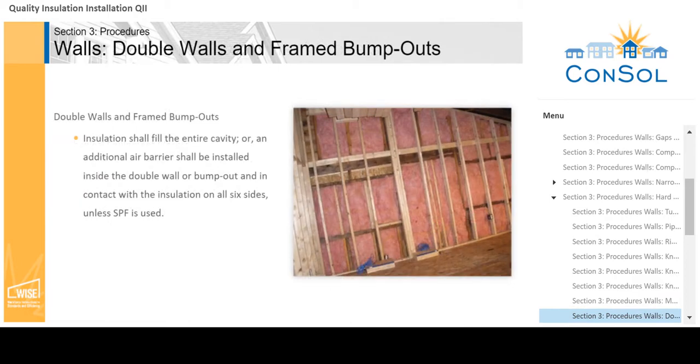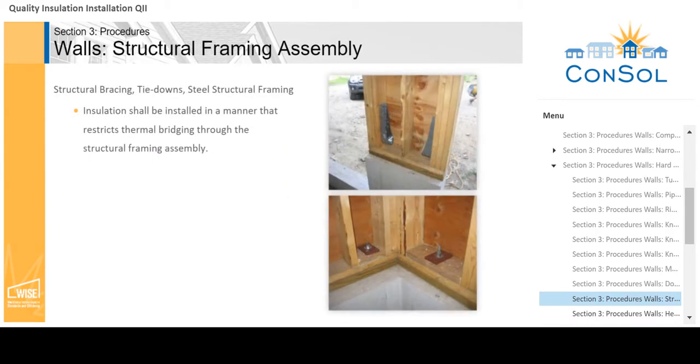Insulation shall fill the entire cavity, or an additional air barrier shall be installed inside the double wall or bump out and in contact with the insulation on all 6 sides unless SPF is used. Entire double walls and framed bump outs shall be airtight on all unconditioned sides. Installation shall be installed in a manner that restricts thermal bridging through the structural framing assembly.